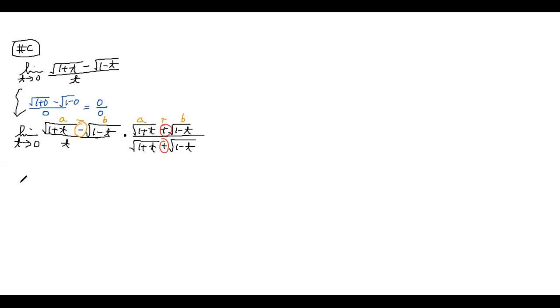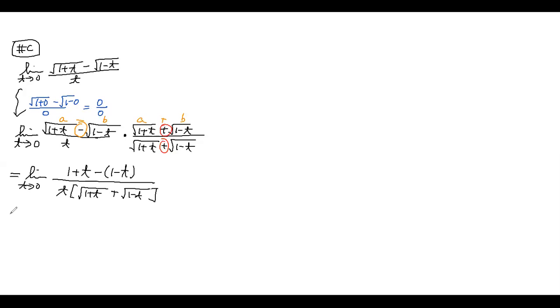Okay, now let's take a look. How do we simplify it? This is the limit as t approaches 0. The bottom I have is t times the square root of 1 plus t, plus the square root of 1 minus t. So the top is a squared. a is the square root of 1 plus t, so a squared is 1 plus t, minus b squared. b is the square root of 1 minus t, so b squared is 1 minus t.